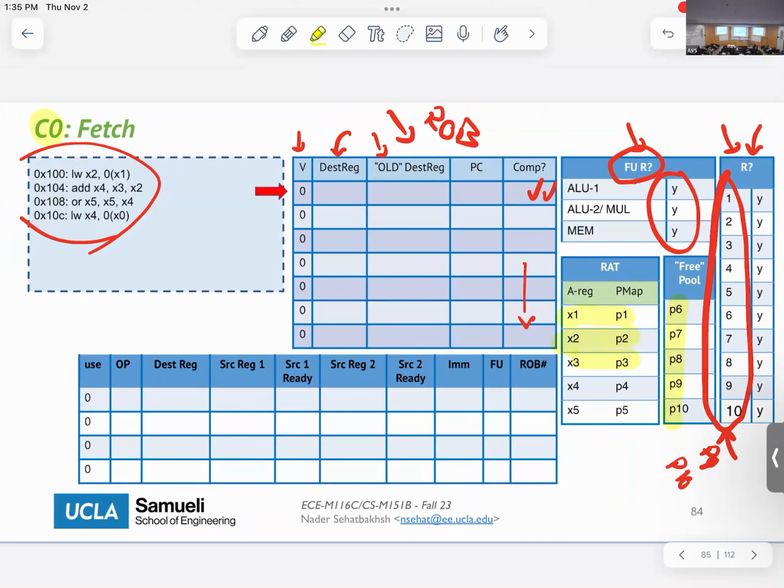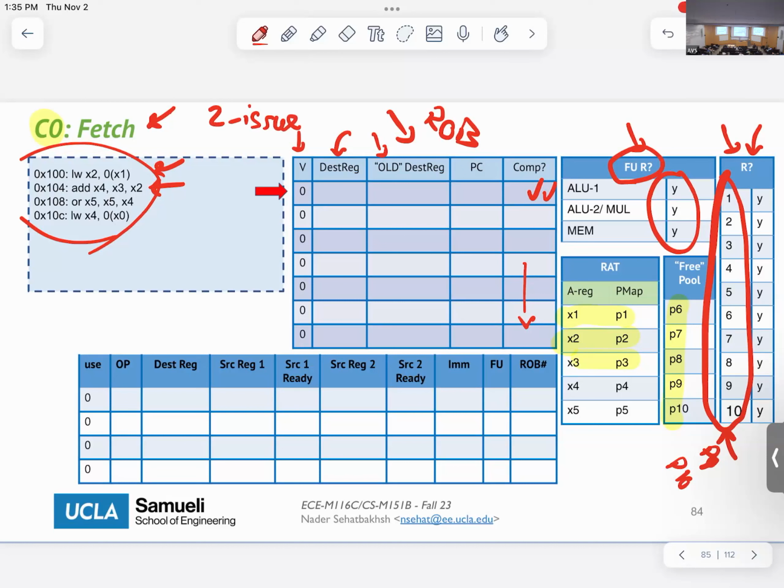So I'm kind of showing you in separate slides. Let's say what would happen first? You first fetch 2 instructions, okay? So I'm going to fetch these and this. And as I said, this is a 2-issue processor. That's why I'm fetching 2 instructions at the same time.